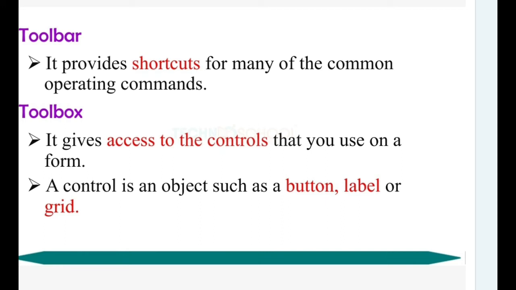And a control, as they are telling here, is an object such as a button, label, or grid. When you place controls in a Visual Basic application, you can use a group. If you want to set a group of labels or text boxes, you can use a control, and set a frame for them like that.